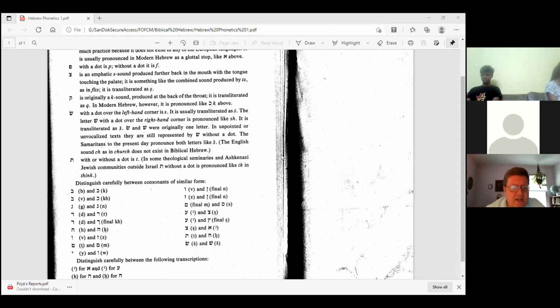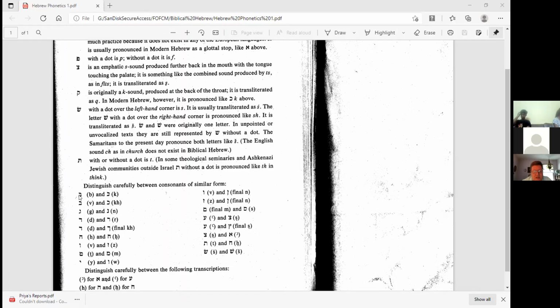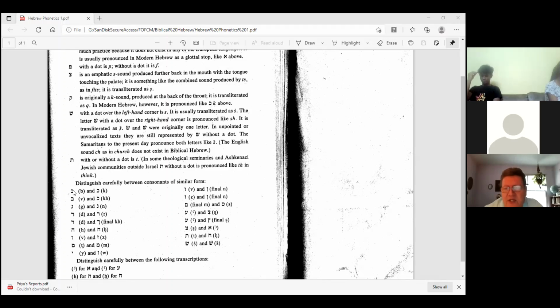Okay, so the first set is a Beth and a Kaf. They look very similar. The difference is that the Beth has, on the lower right side, almost a 90-degree turn, while the Kaf has a rounded turn on both the top and bottom. Okay, so Beth and Kaf.